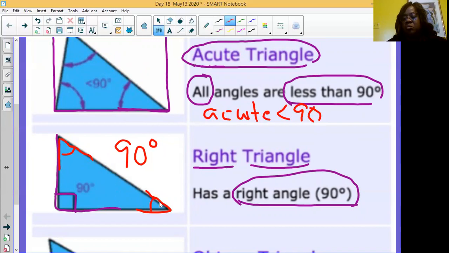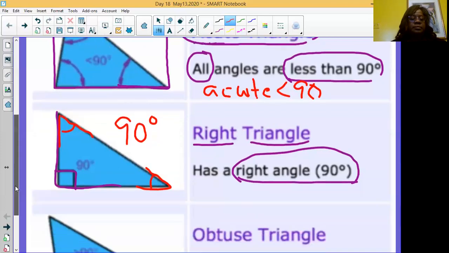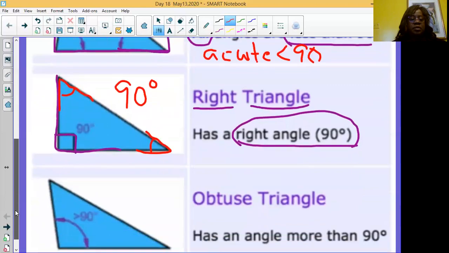Okay, I'll pause and let you get that down. Remember, a right triangle has a right angle. And remember, the right angle is the one where you can draw the little box inside. If you need additional time, then just pause the video.